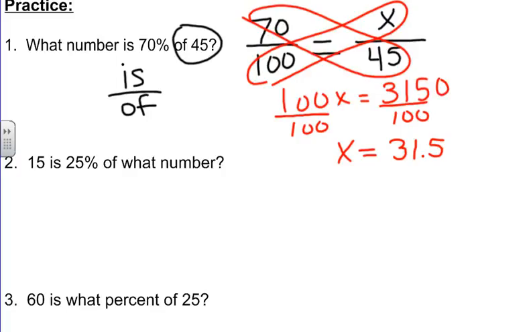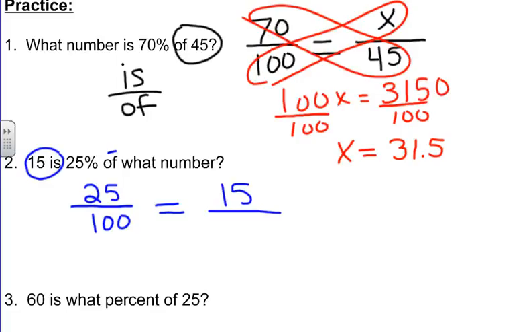Number 2 says 15 is 25% of what number? I don't know what number, but that's what we're going to find out. Okay, we know the percentage, 25. So we always put that over 100. And we're going to start our proportion. 15 is, so the is goes on top. Of what number? The of. That goes in the denominator. I don't know what number that is. I'm going to give it the variable x.